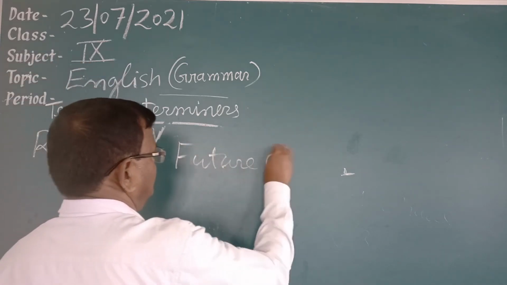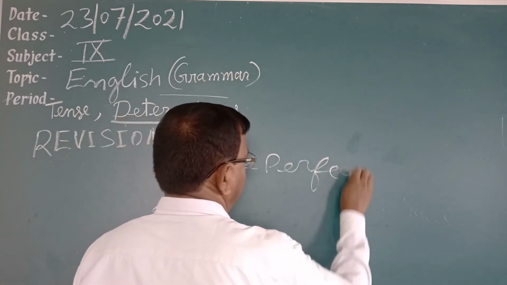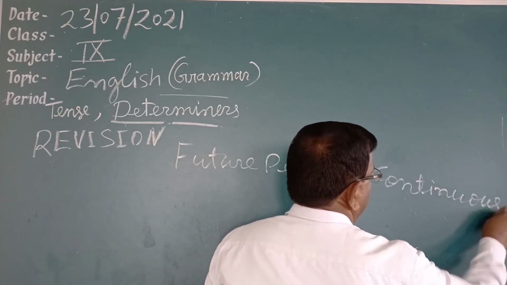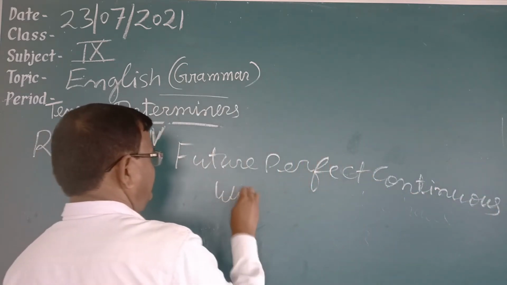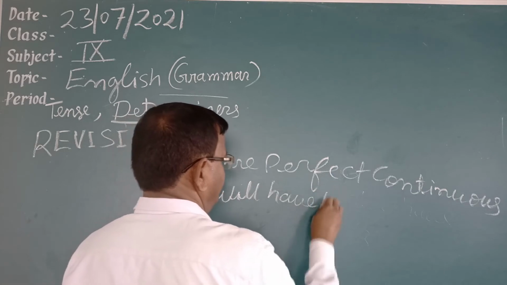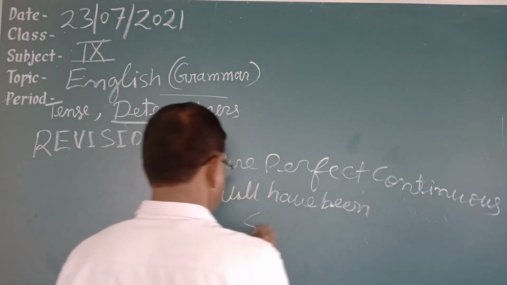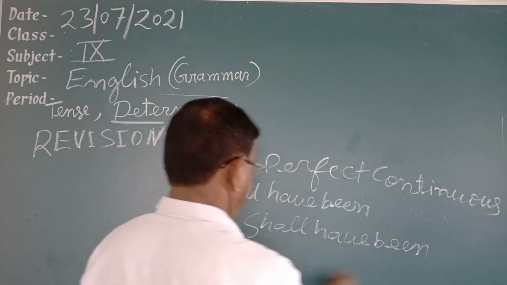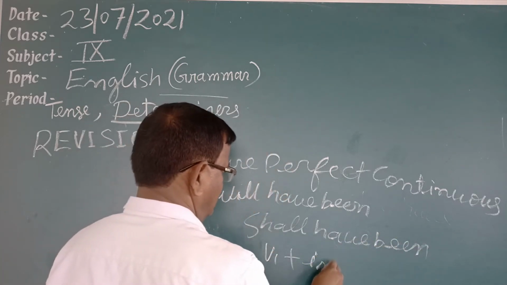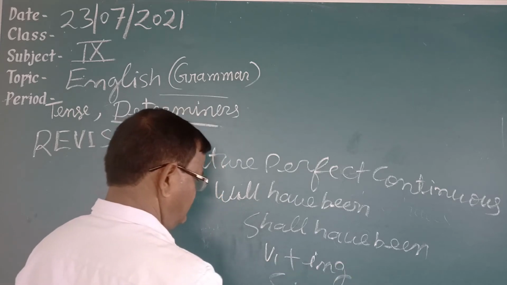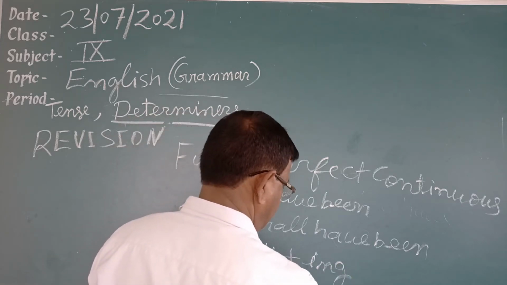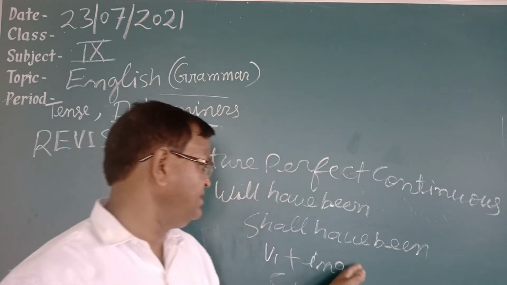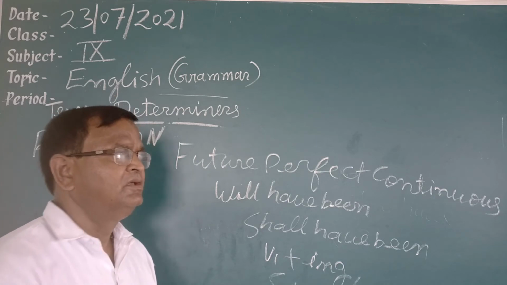Future perfect continuous. In this tense, will have been and shall have been, 2 helping verbs are there, and verb first form plus ing is used, and since and for are used to show time. Like he will have been writing a letter for 2 hours. They will have been playing hockey since 2 o'clock.